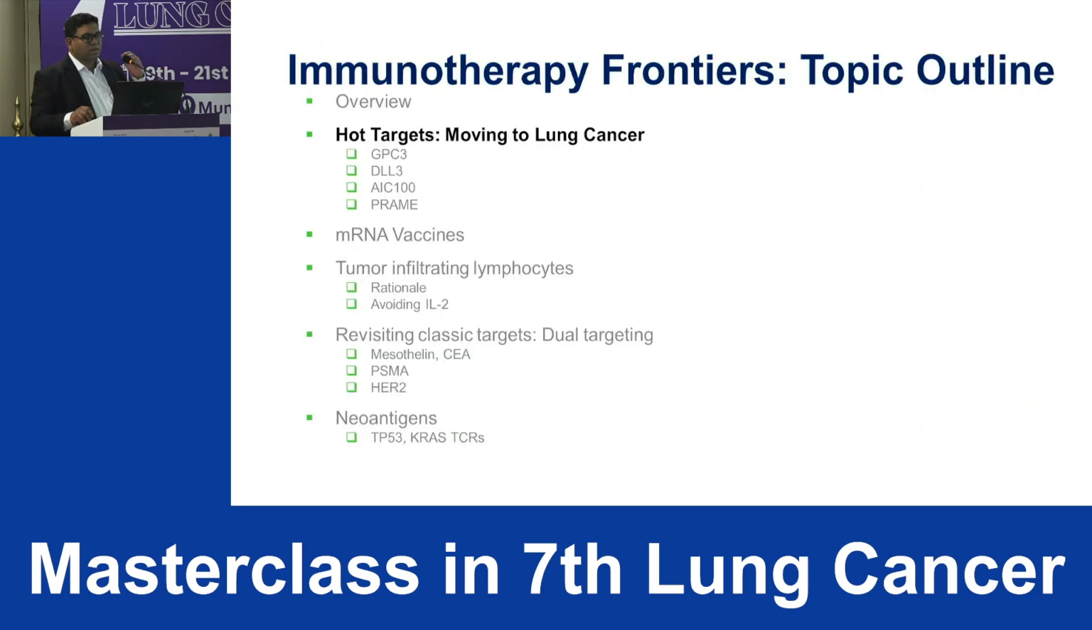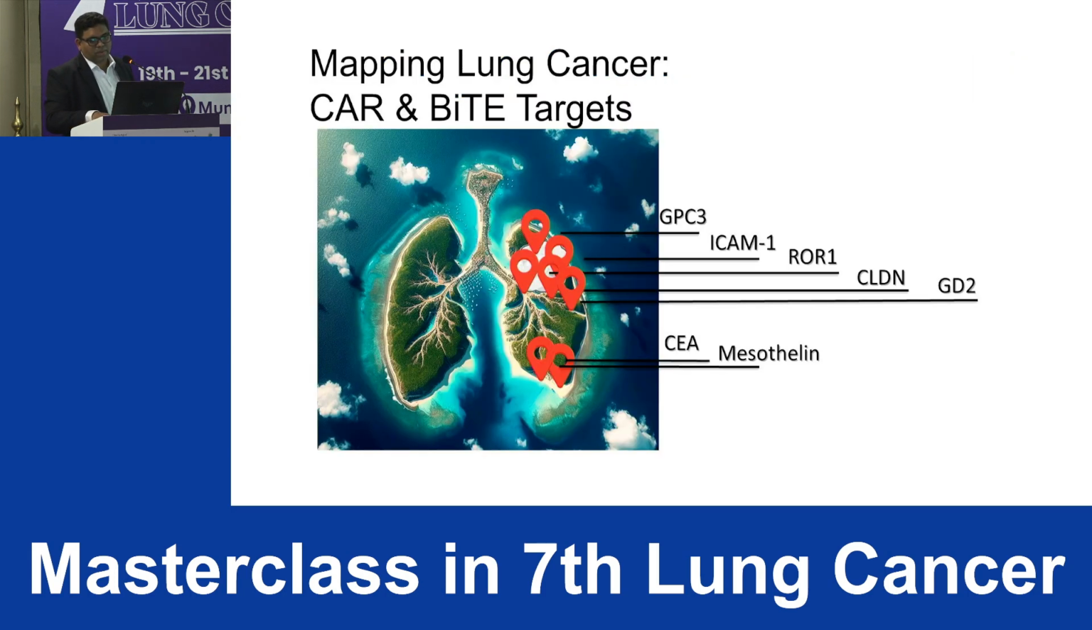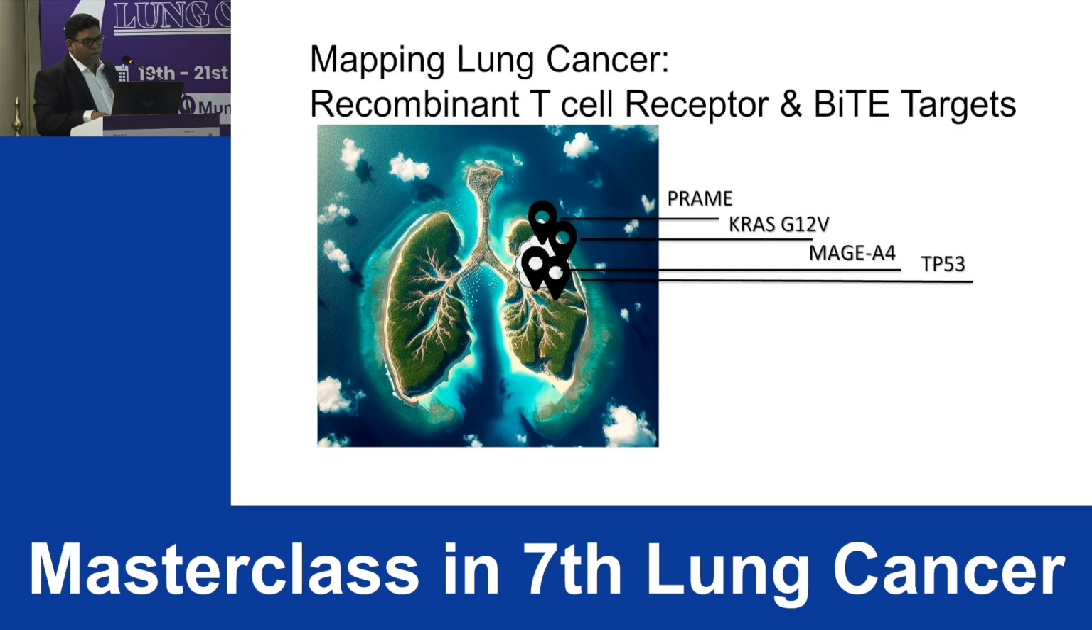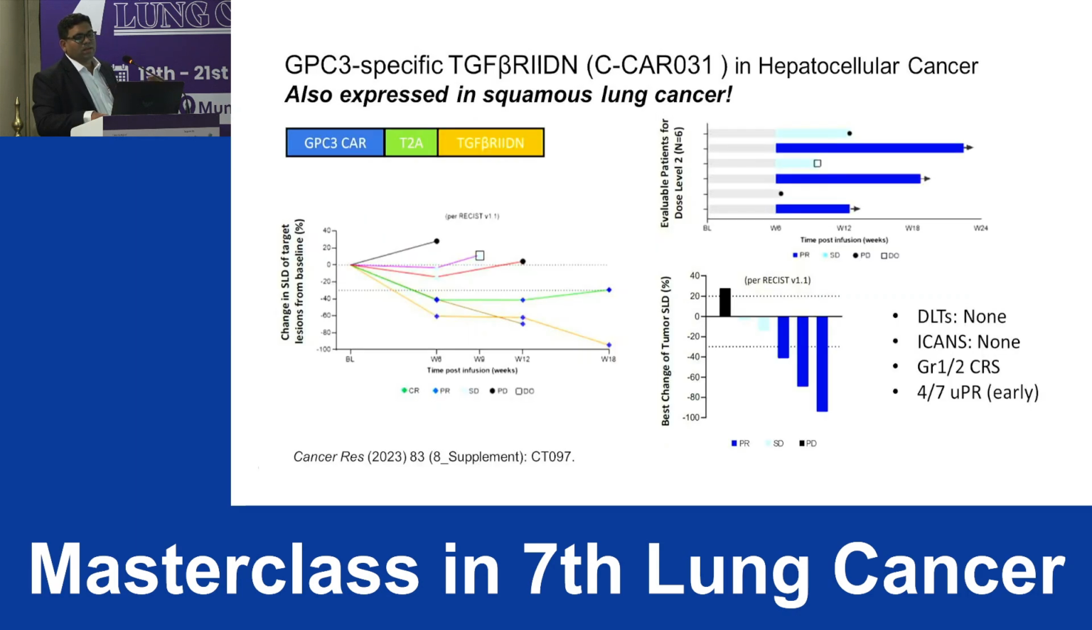Now let's look at what are the hot targets in lung cancer for which we already have some results. These are all the targets. I'm not going to read it for you. You can read it yourself, for which we have the results and I'll be showing. And these are some more targets for TCR, for which we have results. And let's look at some of these. Glypican-3, an oncofetal glycoprotein, GPC3 specific with tumor growth factor beta CAR. This has been used in hepatocellular cancers.